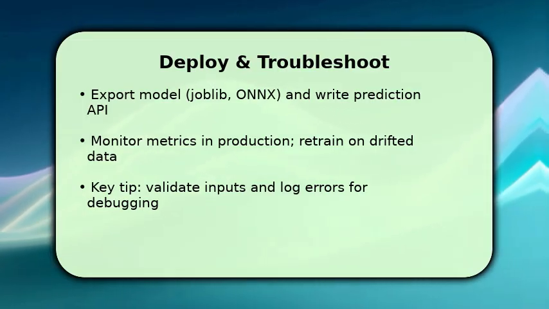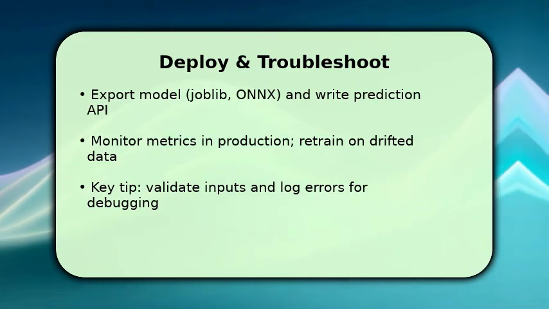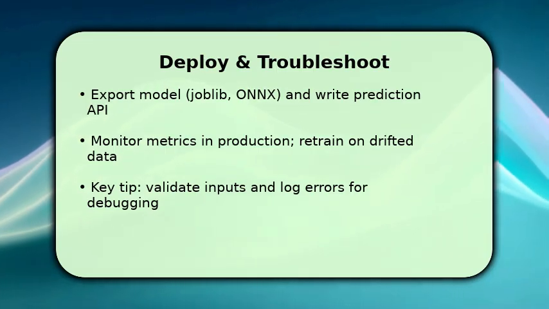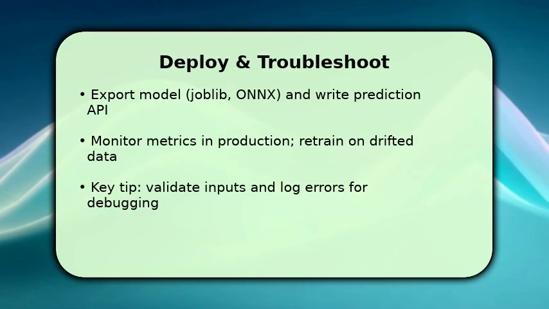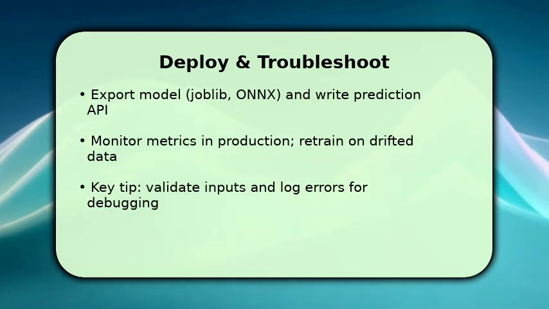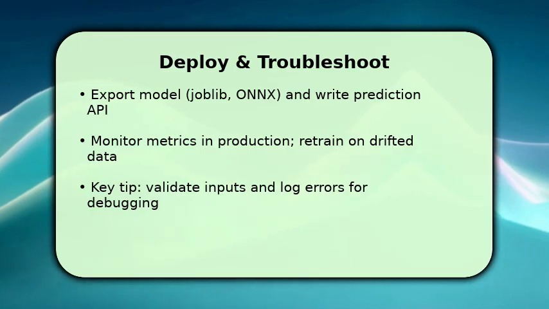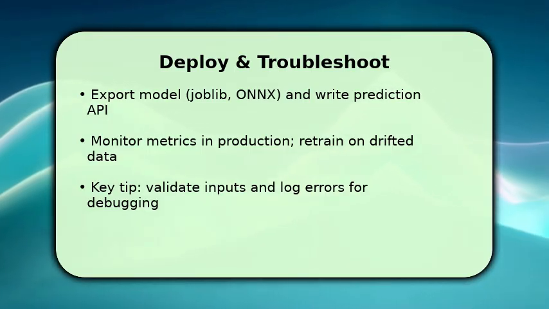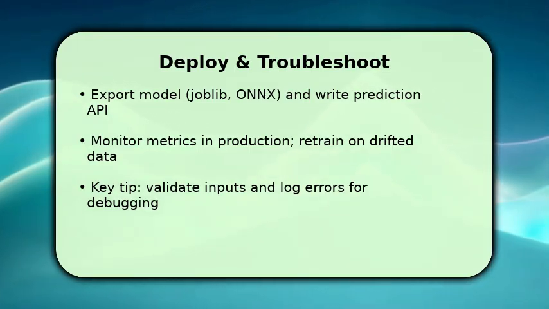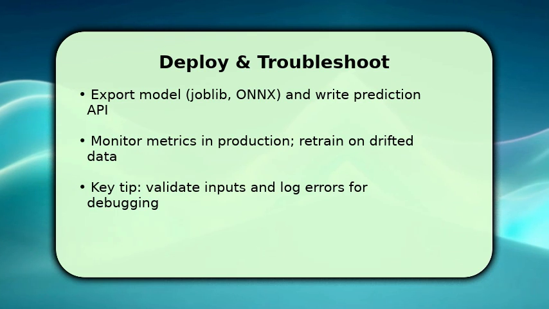Once deployed, monitor performance metrics and data distribution so you detect drift early and schedule retraining when accuracy degrades. If things go wrong, first validate incoming inputs and schema, then check logs for preprocessing mismatches. Consistent input validation and error logging are the single most effective.